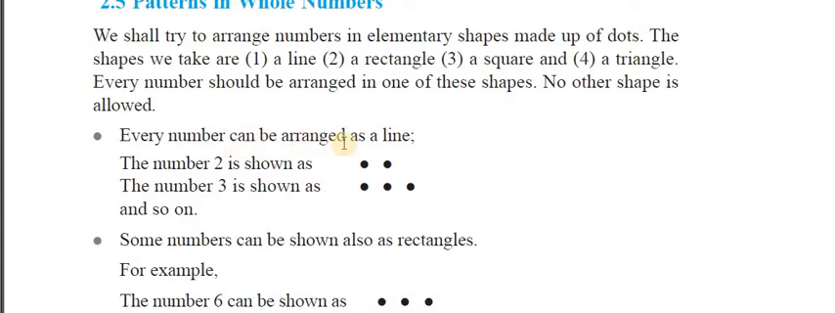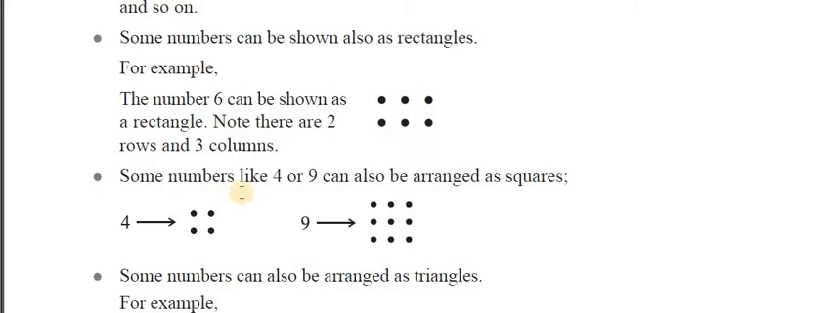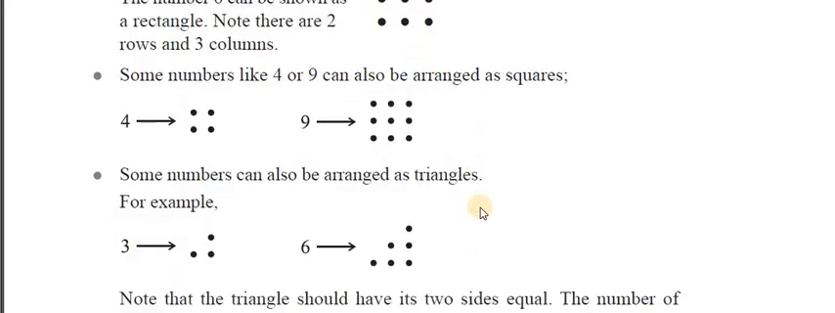We all know that every number can be arranged as a line. As many dots as you can give, you will get a line automatically, but for one dot we will not get a line. That is the main thing. So the number 2, number 3, we can go on like this. Some numbers can also be shown as rectangles. A rectangle has opposite sides, so it should come like this: 2 rows, and 1, 2, 3 columns. And some numbers like 4 or 9 can also be arranged as squares.